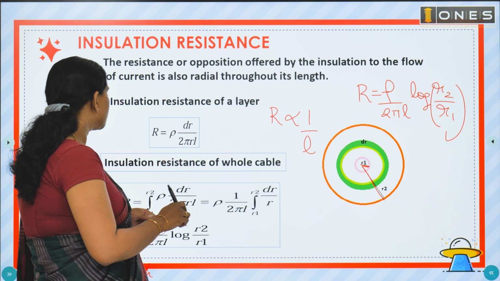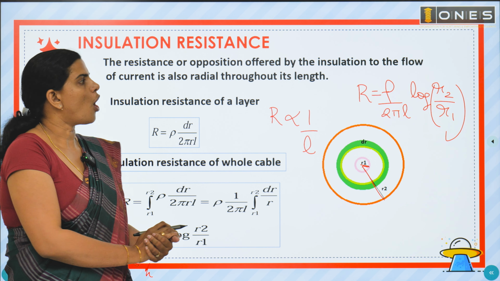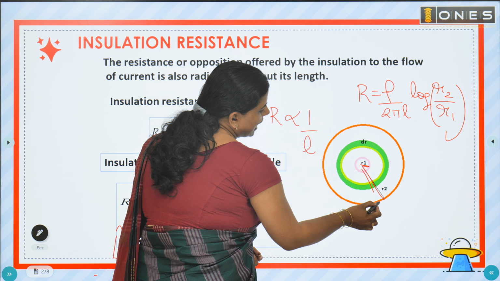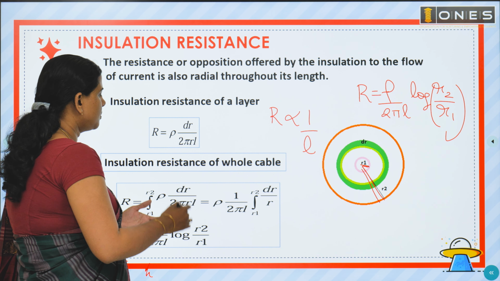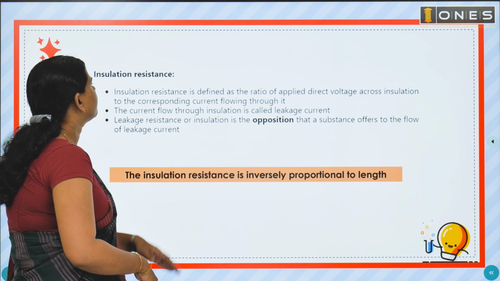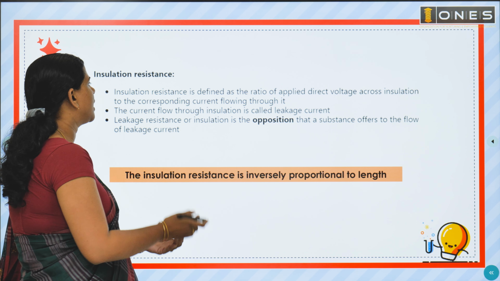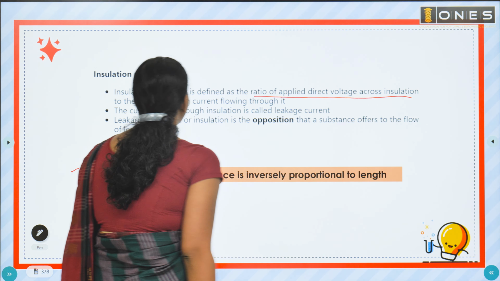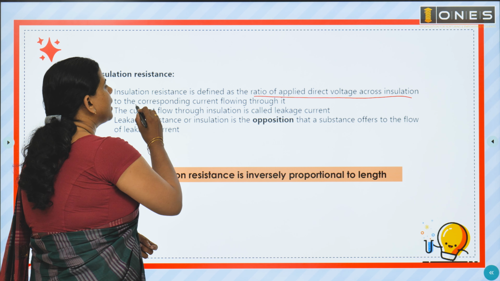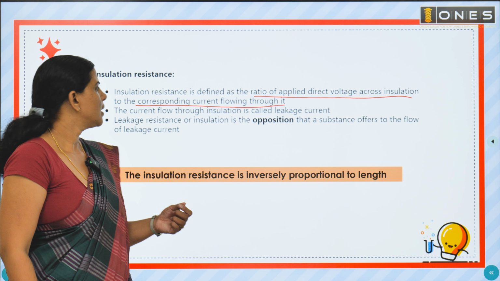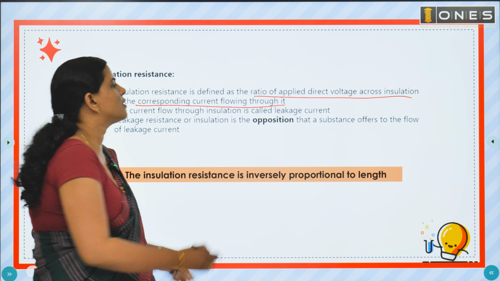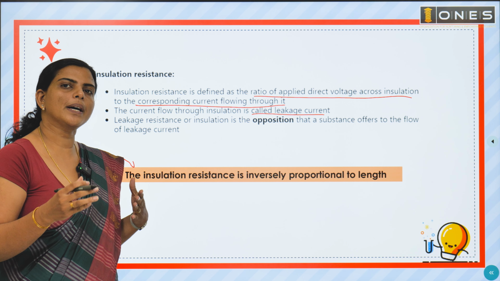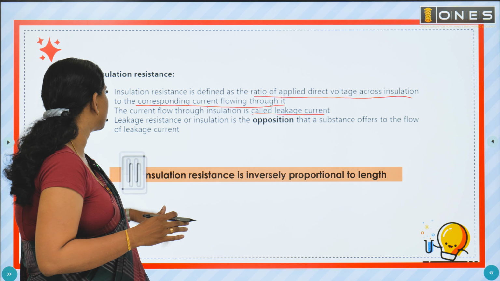Okay, so the resistance or opposition offered by the insulation to the flow of current is also radial throughout its length. It is radial. Then we'll see the definition. As said earlier, insulation resistance is defined as the ratio of applied direct voltage across insulation to the corresponding current flowing through it. The current flowing through the insulation is called the leakage current.